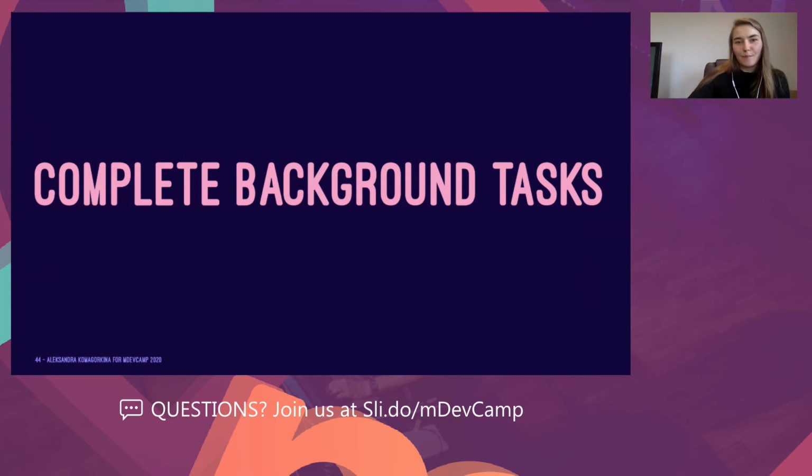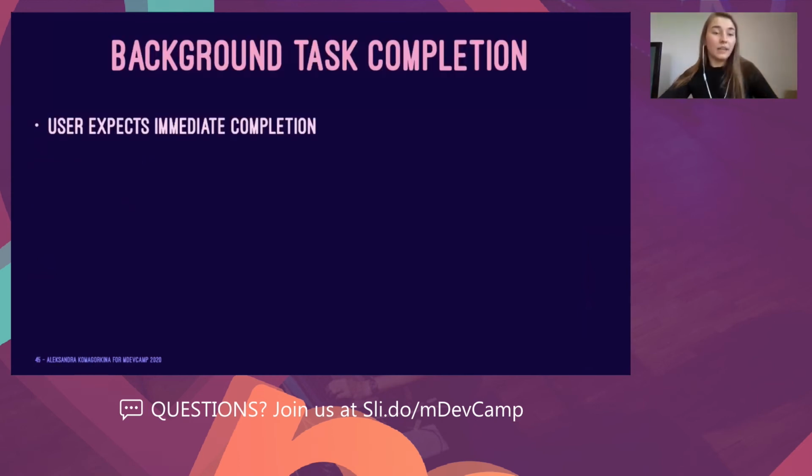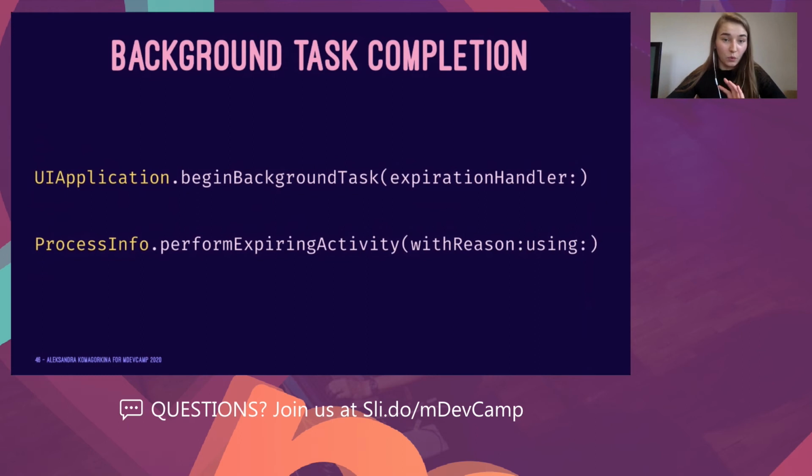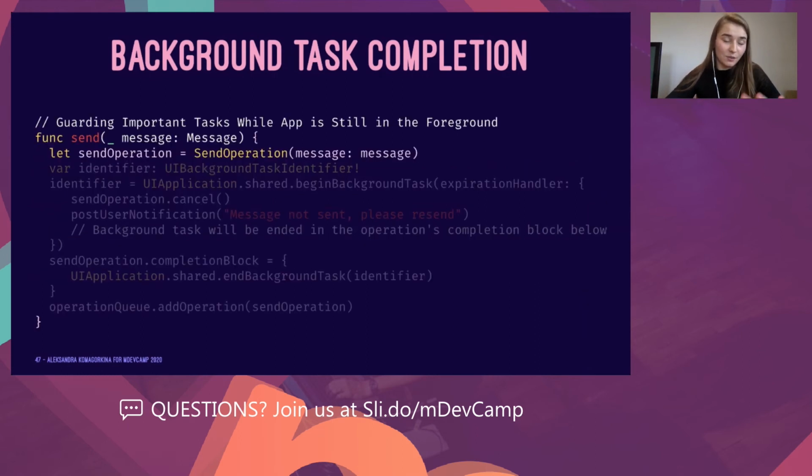I don't think we have much time to talk about the background, but this is all what you can find in Advances in Background Execution. In general, it is about completing the tasks you have in the background, because users always expect immediate completion of a task. So you can protect this completion, so your task will be completed even if you're in the background.